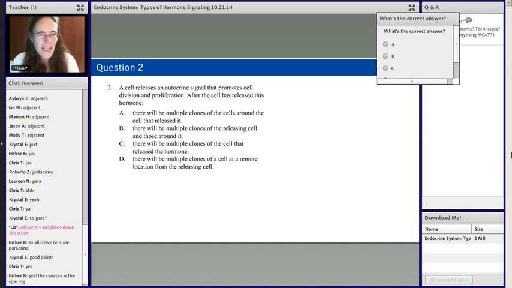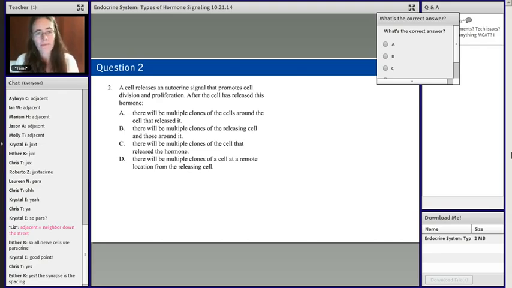If I'm taking a single cell and dividing it, this means that I'm making clones of that particular cell. So what we need to do is figure out, and it makes sense because all the answer choices say clones. When I look at this, there's going to be multiple clones of the cell that is releasing the hormone. How do I know it's multiple clones of the cell releasing the hormone?